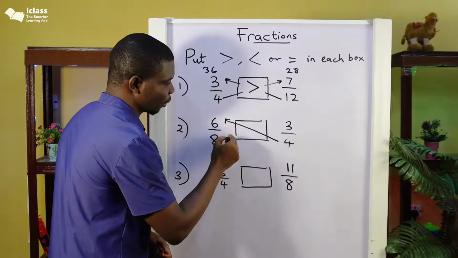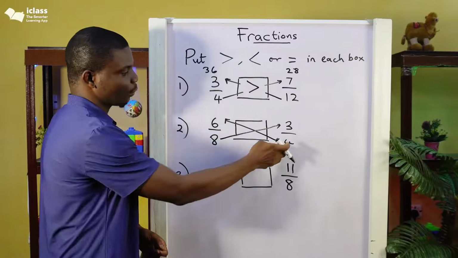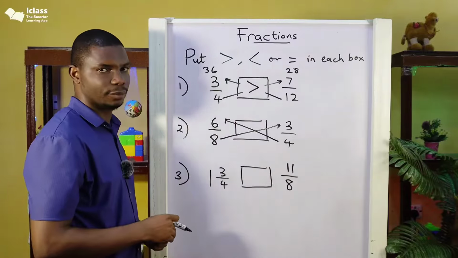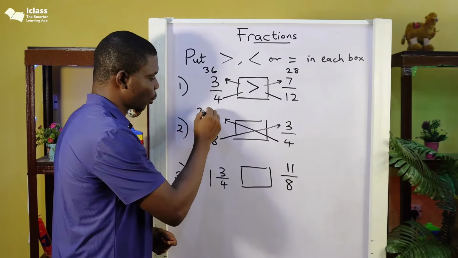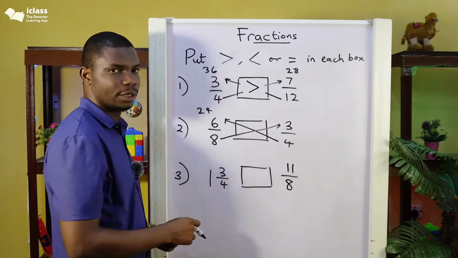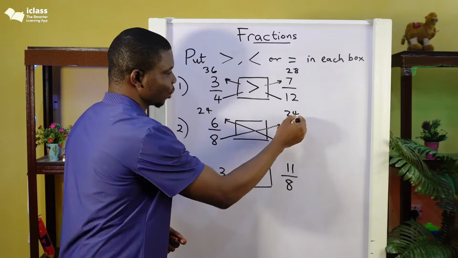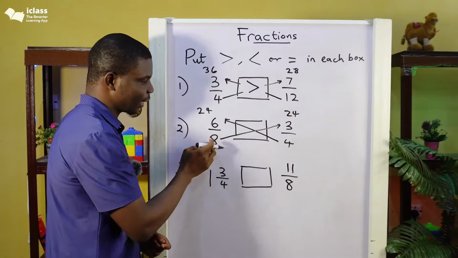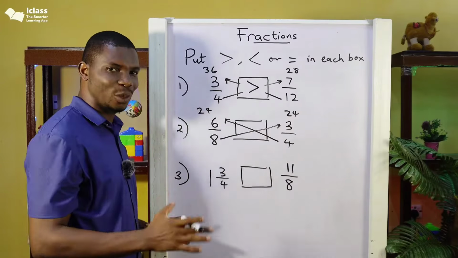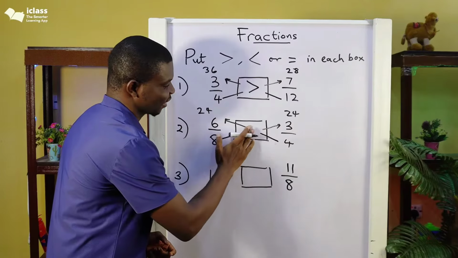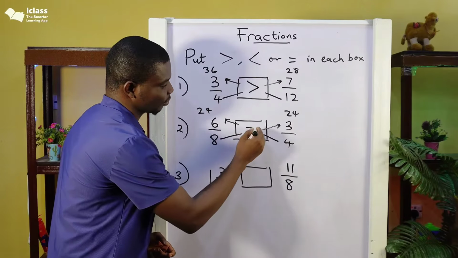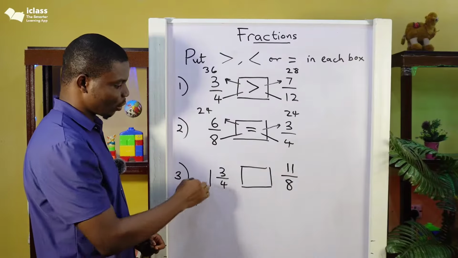Let's do the same for this. We're going to multiply diagonally this way and then this way. 4 times 6 is 24. 8 times 3 is also 24. So it means that 6 over 8 and 3 over 4 are equal. So we put equal to. Good.